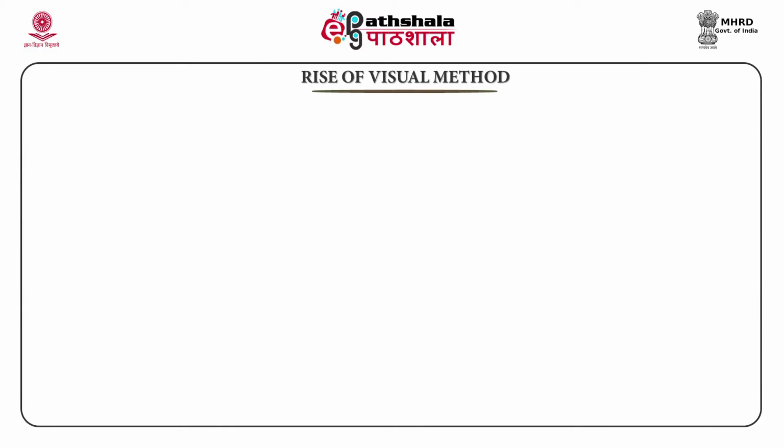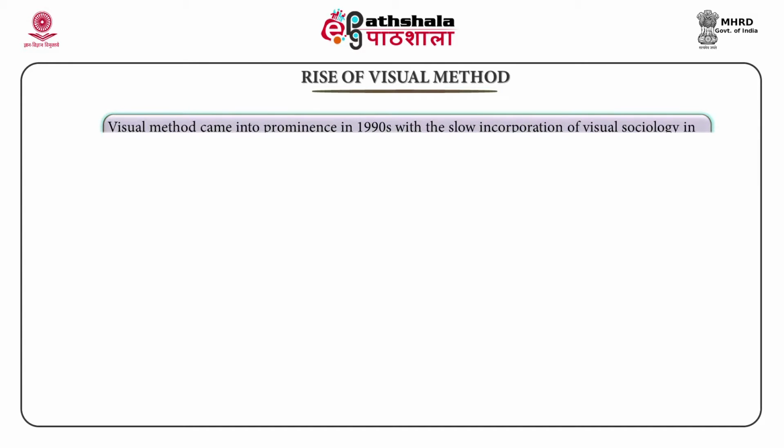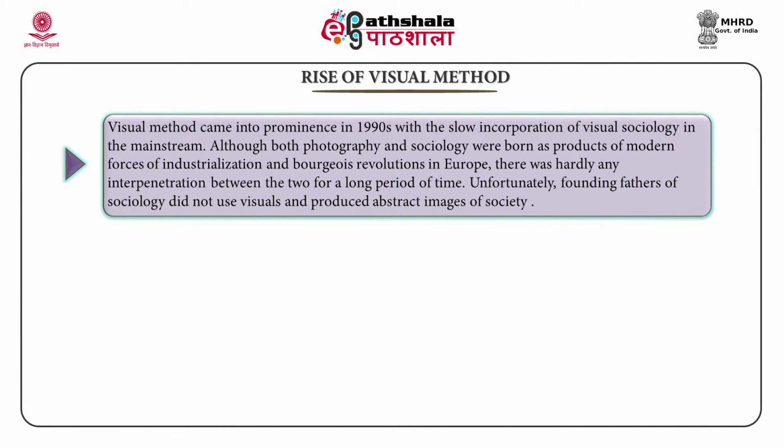Now we are going to discuss the rise of visual method and its evolution over time. Visual method came into prominence in the 1990s with the slow incorporation of visual sociology in the mainstream. Although both photography and sociology were born as products of modern forces of industrialization and bourgeois revolutions in Europe, there was hardly any interpenetration between the two for a long period of time.